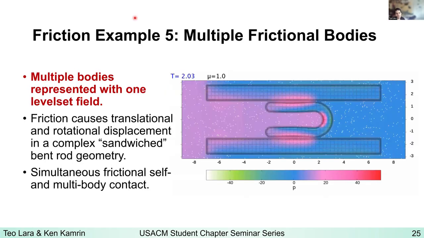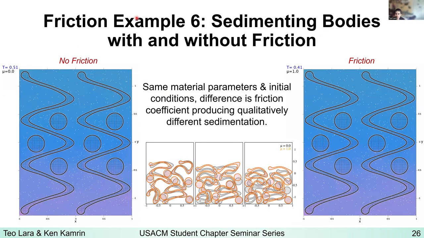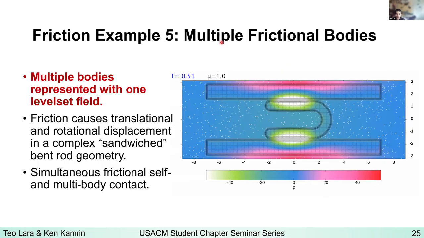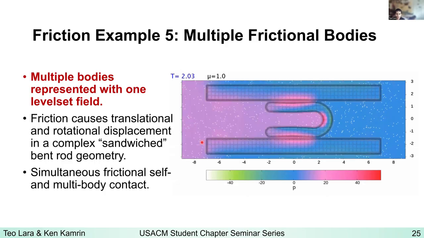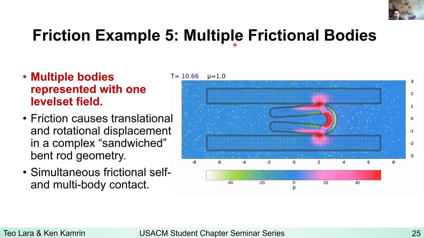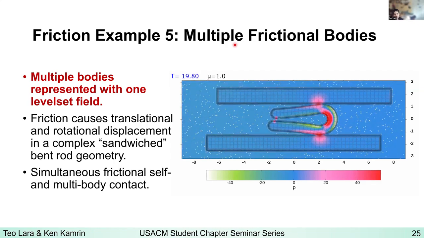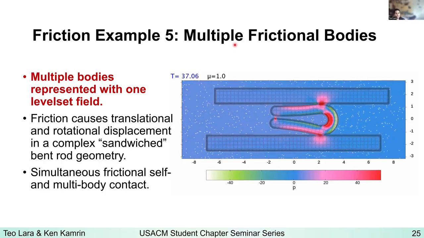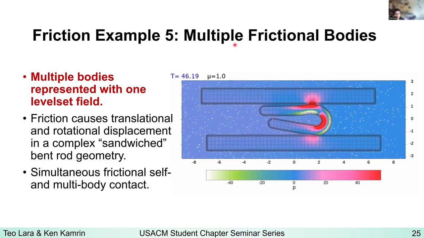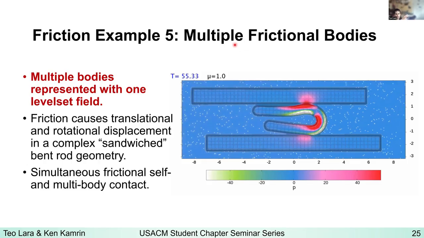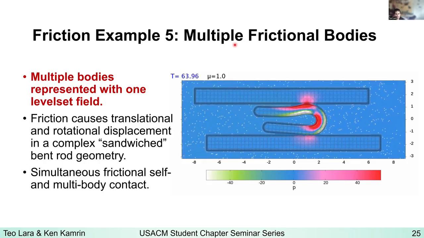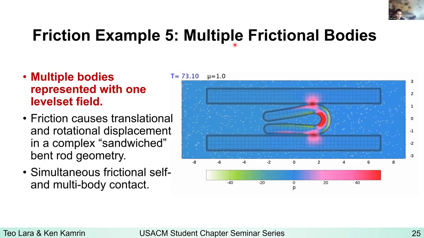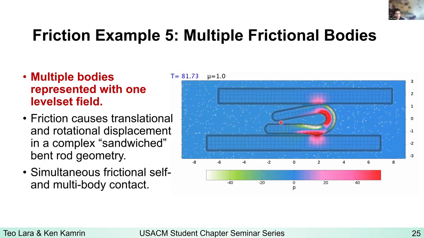And then just a fun example. This is, oh dear, what has happened? There we go. This is a little U shape sandwiched between two rods. And the top rod begins to slide back and forth. The frictional contact between the U shape and the top rod causes the U to sort of translate and also rotate in space. So this is an example with self-contact, right? You can see the U shape touching itself.